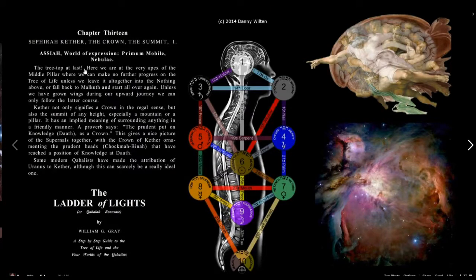Chapter 13, Sephira, Kether, the crown, the summit, Asiya, world of expression, primum mobile, nebula. It says the treetop at last. Here we are at the very apex of the middle pillar, where we can make no further progress on the tree of life unless we leave it altogether into nothing above or fall back to Malkuth and start all over again. Unless we have grown wings during our upward journey, we can only follow the latter course. Kether not only signifies a crown in the regal sense, but also the summit of any height, especially a mountain or a pillar.